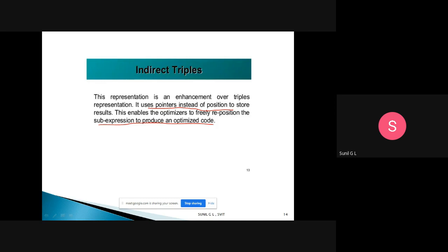So in triples we use the position of the expression, but here it will use a pointer instead of positions. That's why it is called indirect triples. We will take an example on this.